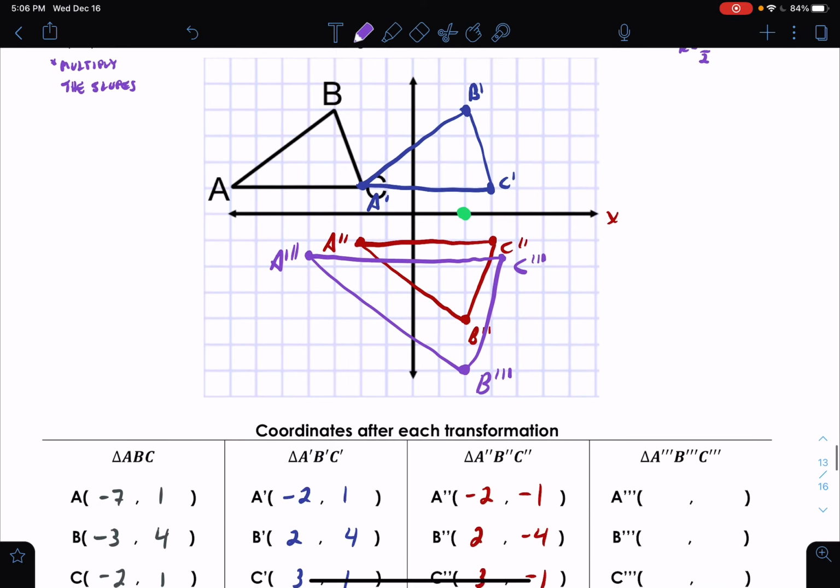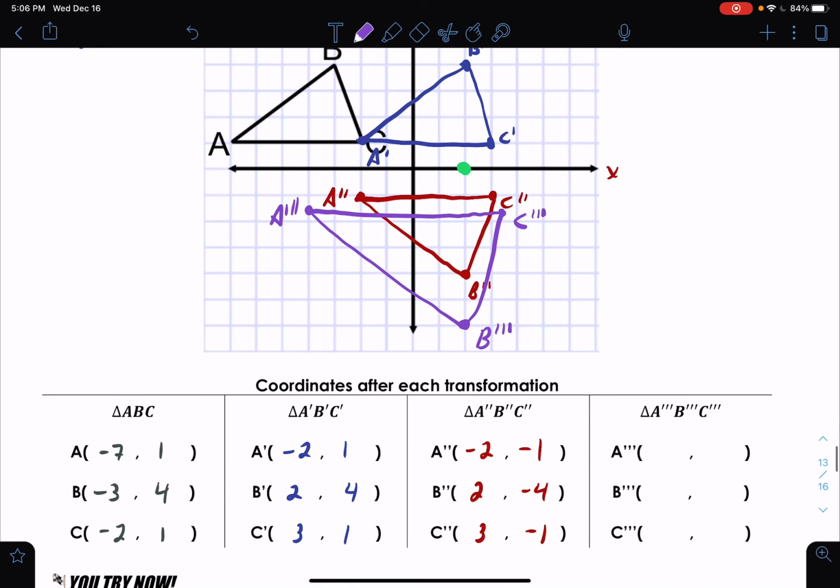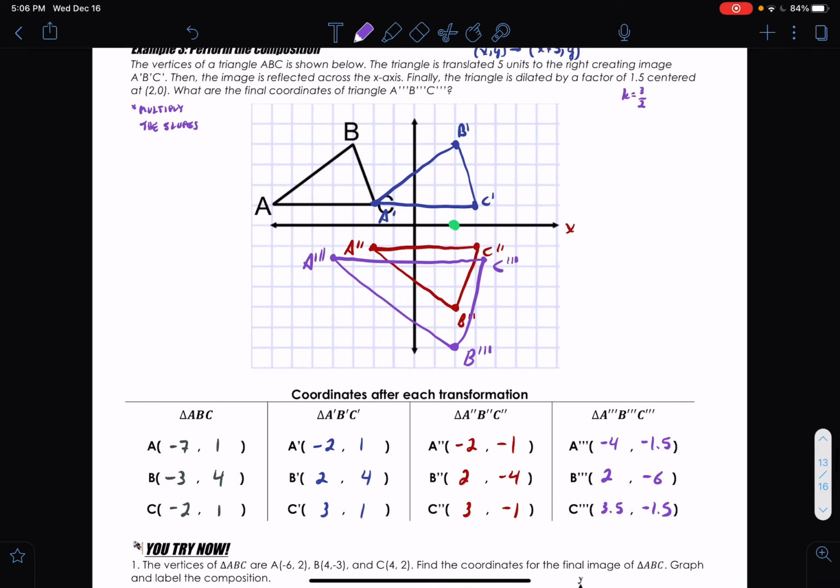Okay, so the coordinates there: A triple prime is (-4, -1.5). B triple prime is (2, -6). And C triple prime is (3.5, -1.5). Okay?